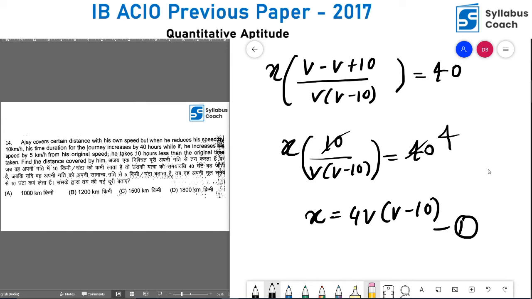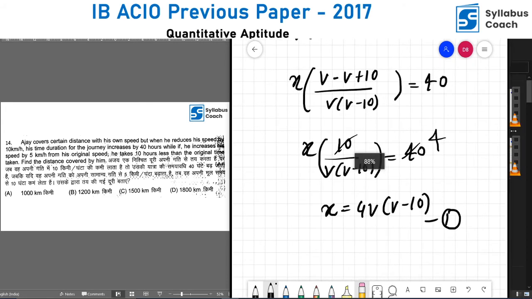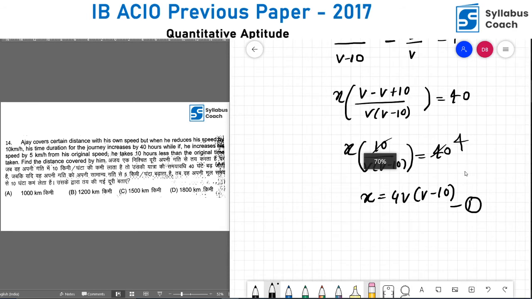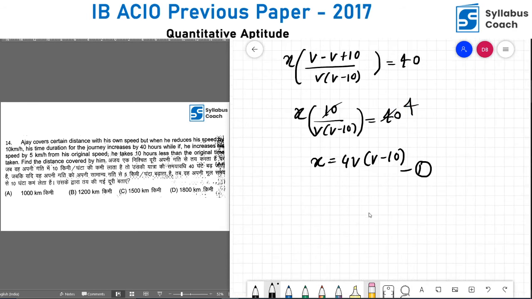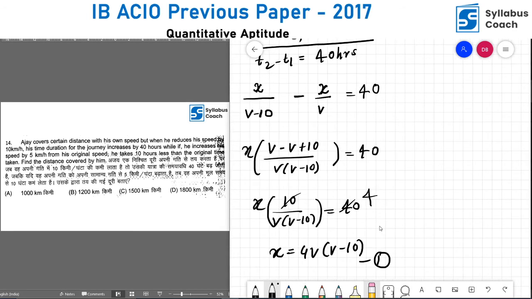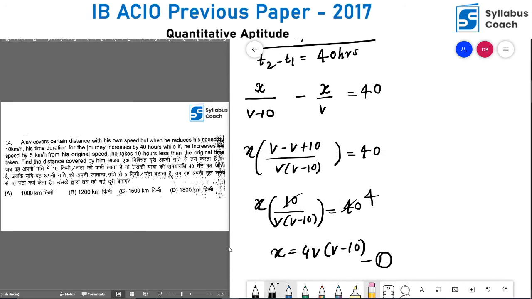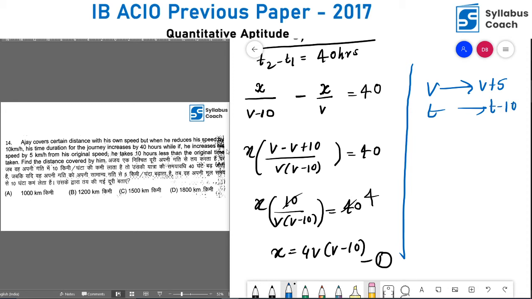Okay, let's try to solve the next equation. But what is the next equation? For that we need to read the question. They're mentioning that if he now increases the speed by 5 km per hour, so when v is increased to v plus 5, the time is reduced by 10 hours. He takes 10 hours less than the original time, which is t minus 10, right?